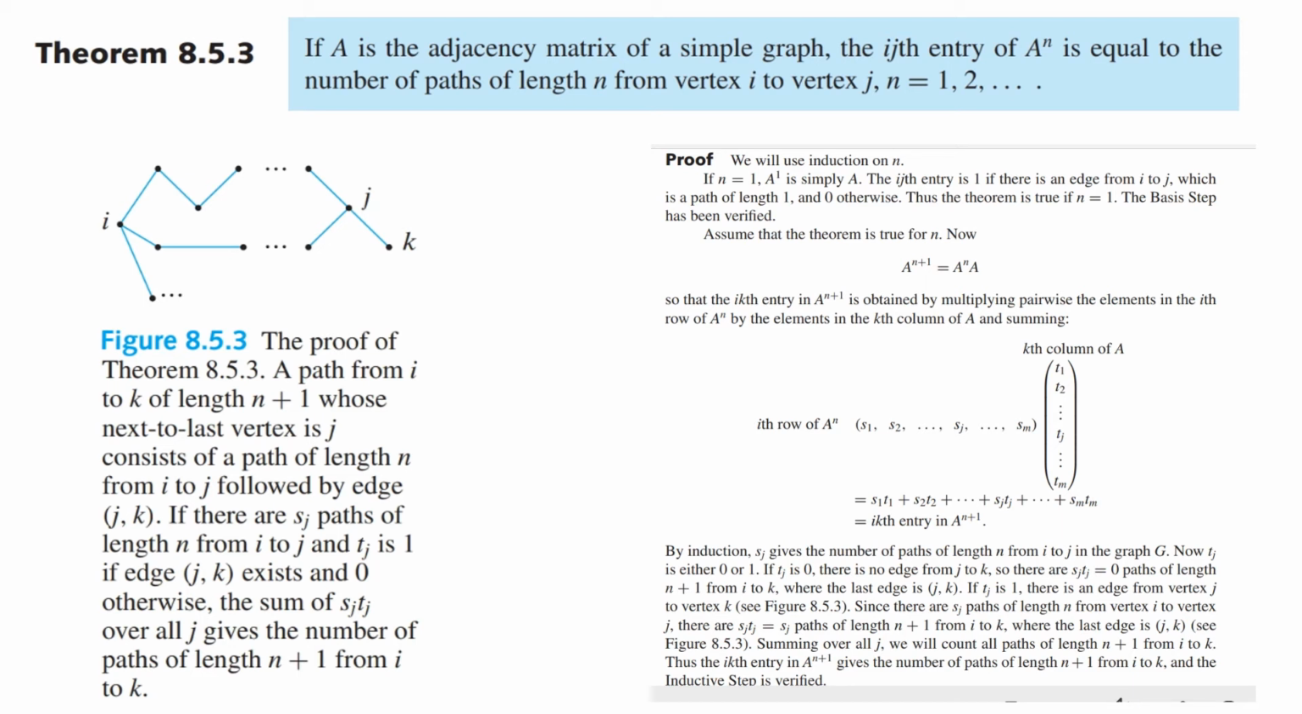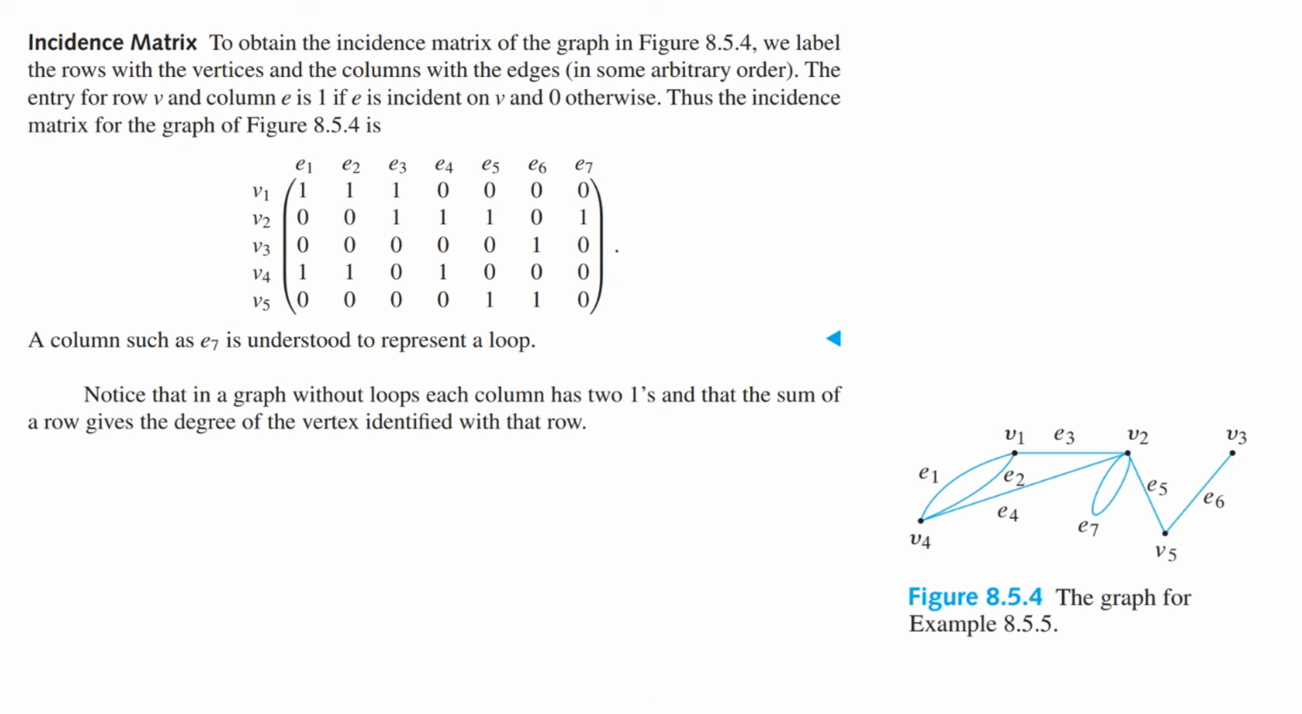But this is a theorem that can be useful if you're asked the question: how many distinct paths of length n exist from one vertex to another? I think in some of the exercises they do ask you precisely that question. The adjacency matrix will also be useful in something that we do in the next section on isomorphism.